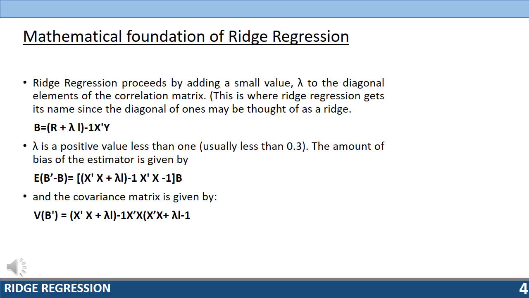The amount of bias of the estimator is given by E(beta hat minus beta) equal to [(X'X plus lambda I) whole raised to the power minus 1 into X'X minus I] into beta, and the covariance matrix is given by V(beta hat) equal to (X'X plus lambda I) whole raised to the power minus 1 into X'X into (X'X plus lambda I) whole raised to the power minus 1.